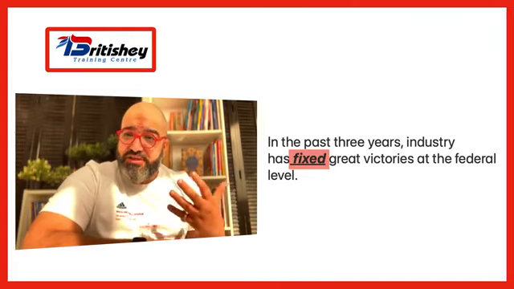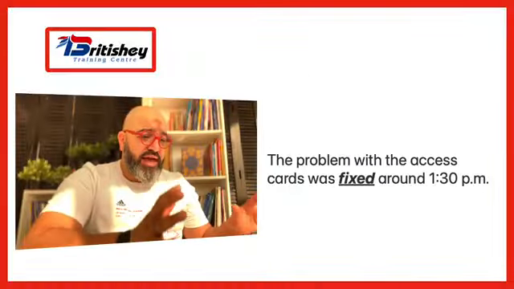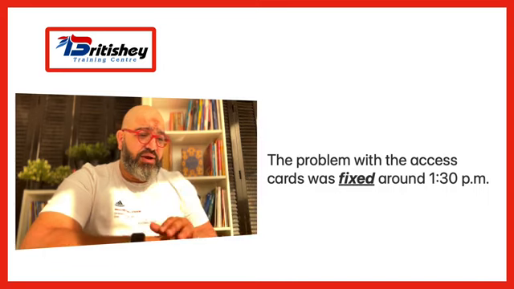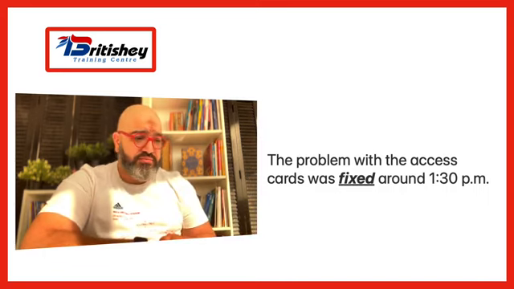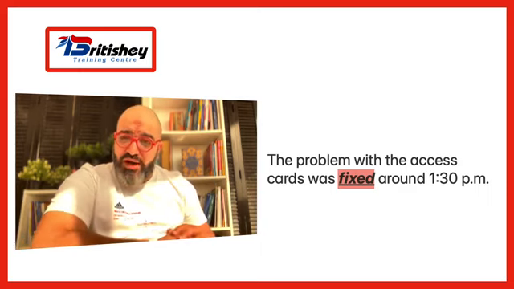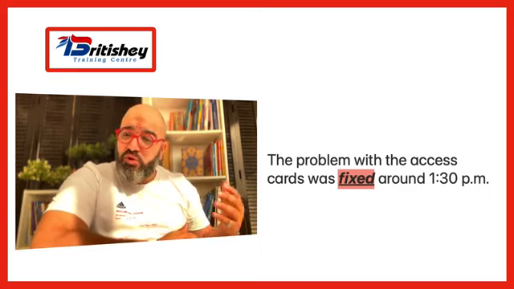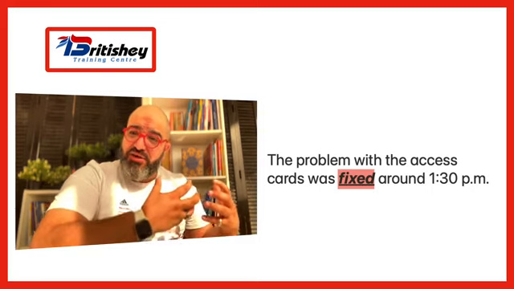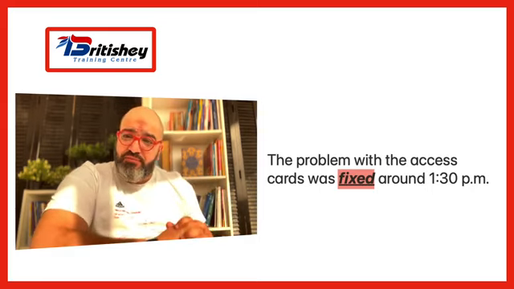Now, let's look at another example. The problem with the access cards was fixed around 1:30 p.m. Now, fixed here is also a verb. Why? Because it's preceded by was. So that's part of the verb in a sentence.